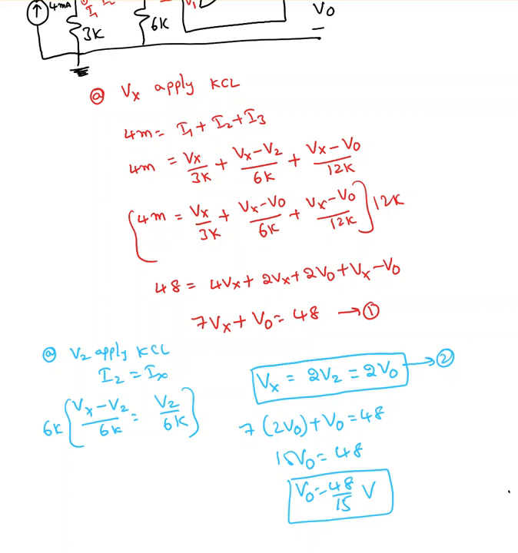Now to find Ix, substitute this in equation 2. So I'll end up with Vx equal to 2 times 48 over 15. Now our Ix must be Vx over 6k, so that must be 2 times 48 over 15 divided by 6, so 12 over 15 milliampere. That's our Ix.